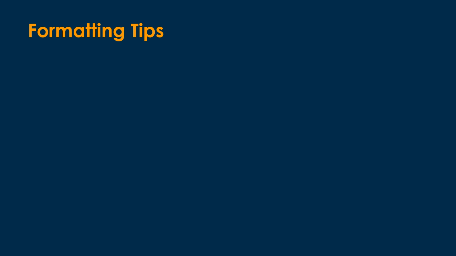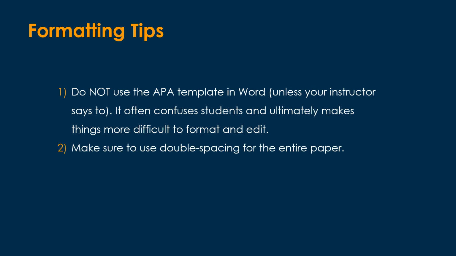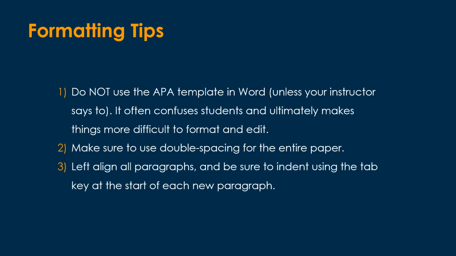Here are a few quick APA-style formatting tips. Do not use the APA template in Word unless told to do so by your instructor. Many students find it confusing, and it is very difficult to edit or reformat once it has been used. Make sure the entire paper is double-spaced. All paragraphs should be left aligned, with each paragraph indented using the Tab key. Do not add extra spaces between paragraphs. There is a default setting in Word that adds an extra space every time you hit enter, so you will need to turn that feature off.